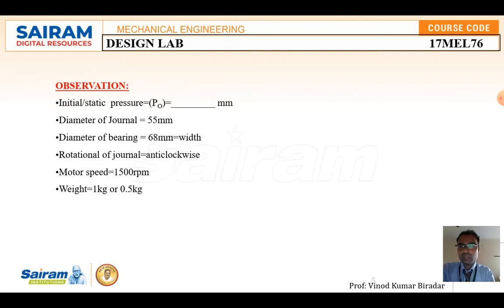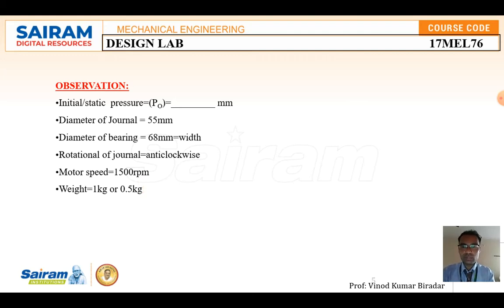Okay, so the observations are: the initial static pressure, meaning the beginning pressure, which you note down here. The diameter of the journal is given as 55, the diameter of the bearing is given as 65, that is the width, and the rotation of the journal bearing is in the anti-clockwise direction. The motor speed is 1500 rpm, and the weight is 1 kg.